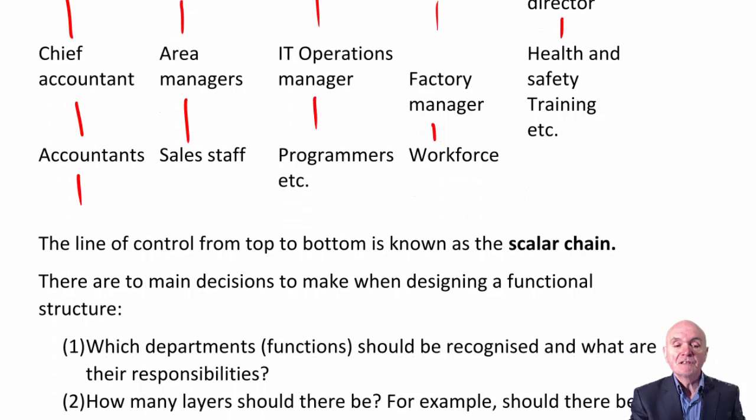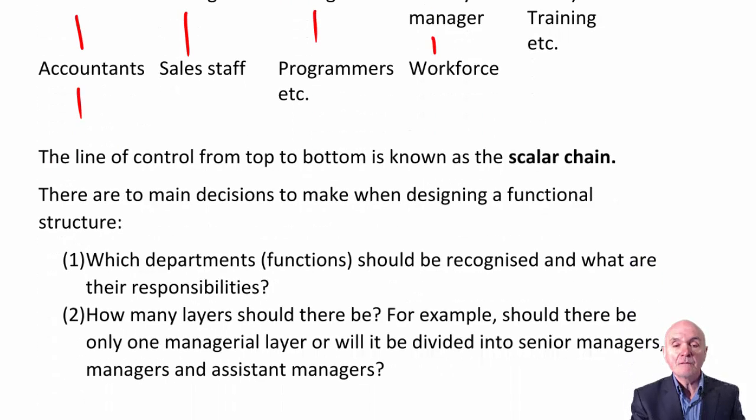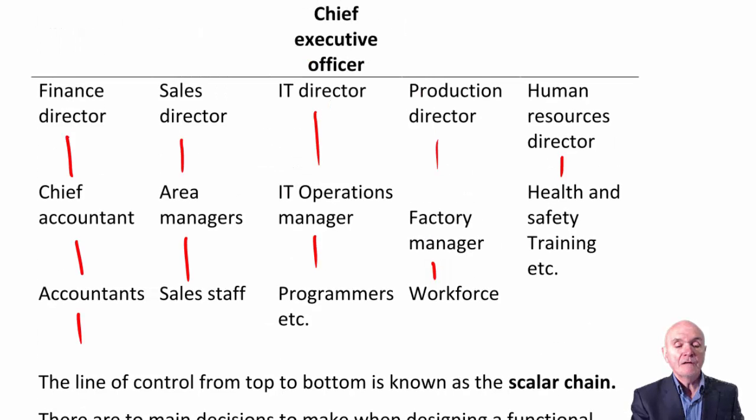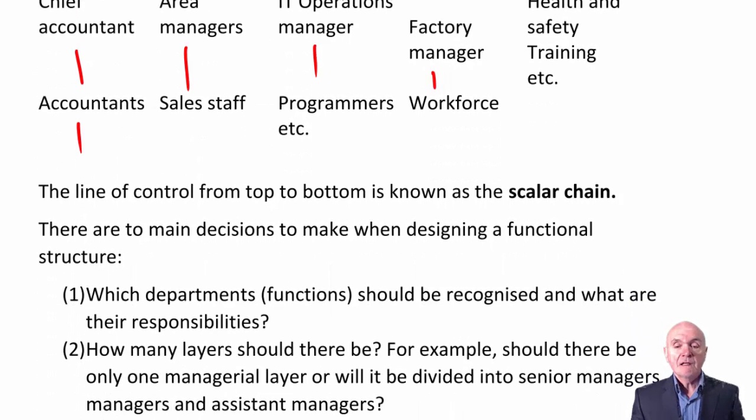There are two main decisions to make when you are creating the functional structure. It is what departments should be recognised. So, for example, should you have a separate production department and a warehousing department? Should you have a separate sales department and marketing department and the like? And then secondly is how many layers should there be? How many grades almost of employees should there be? We'll come on to that in a moment.